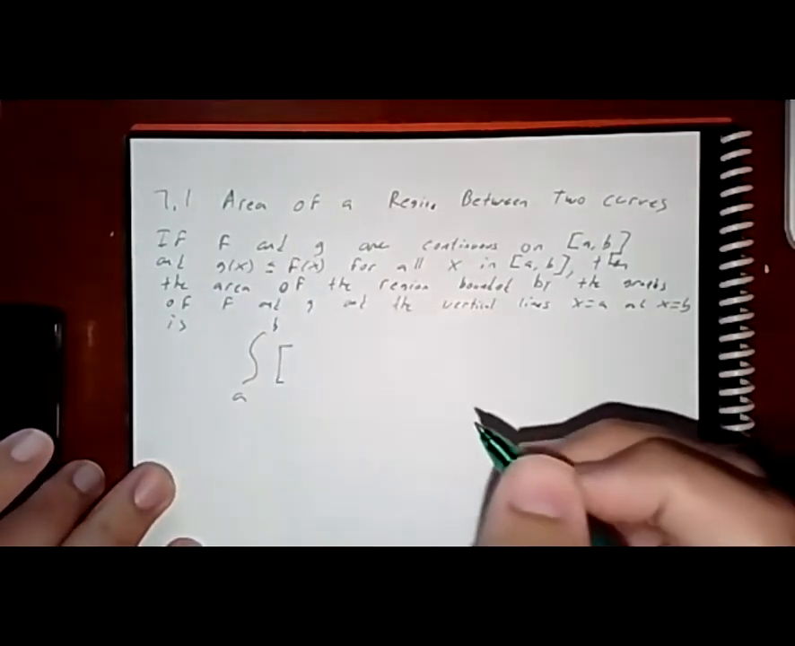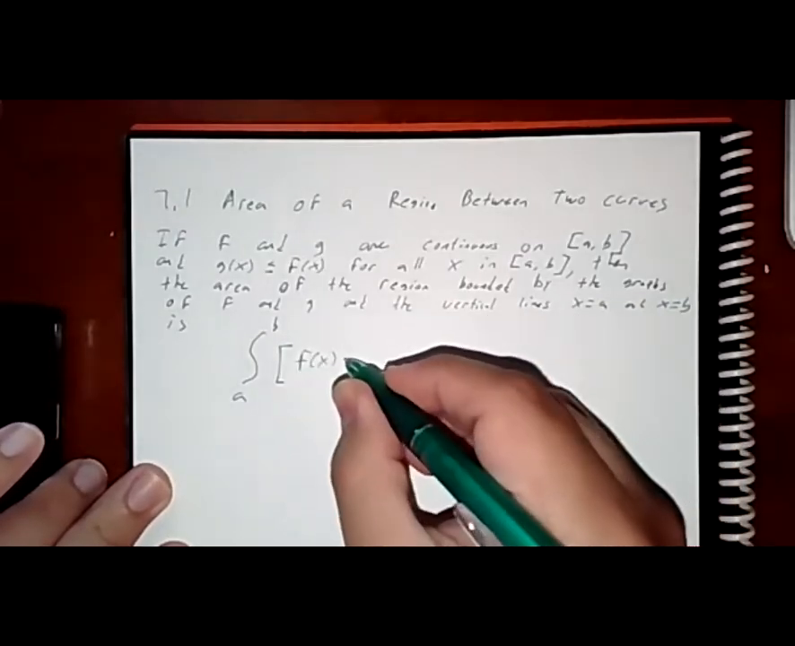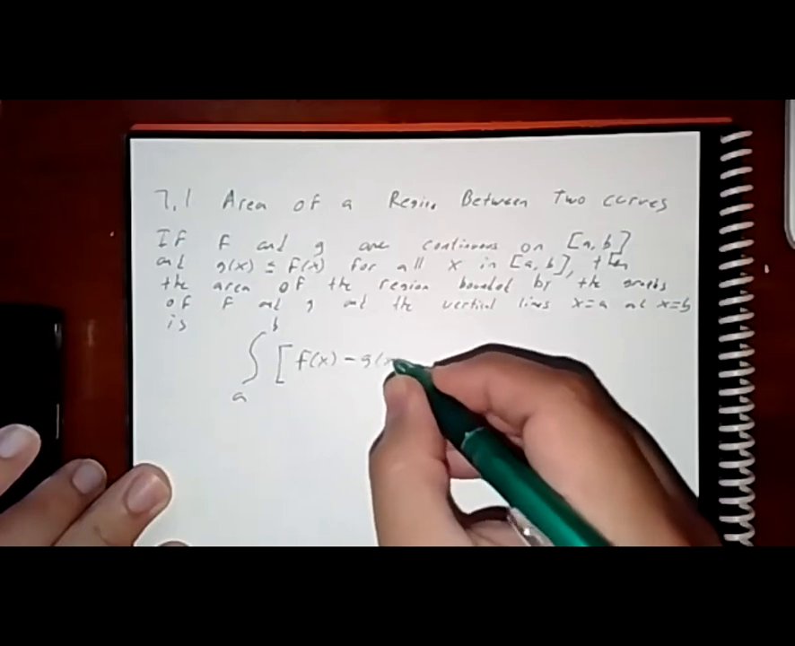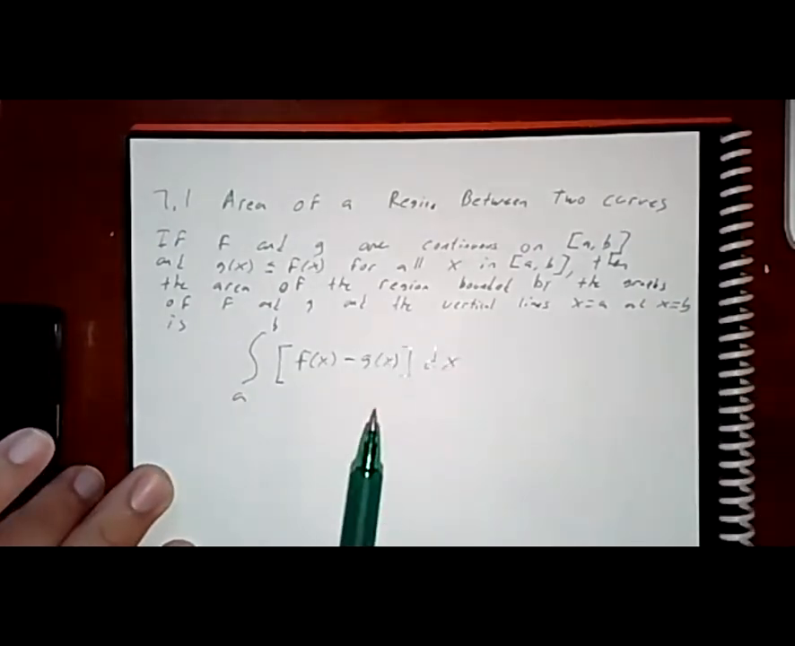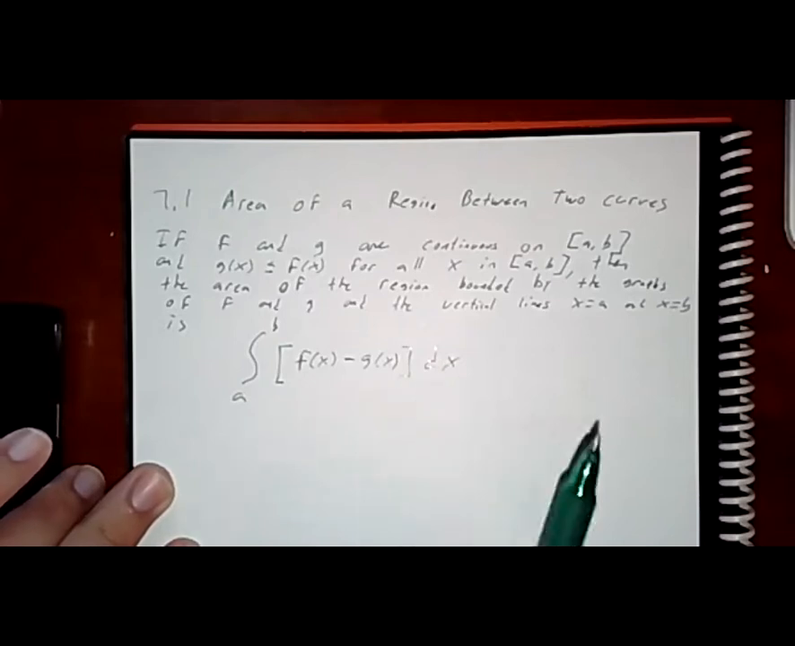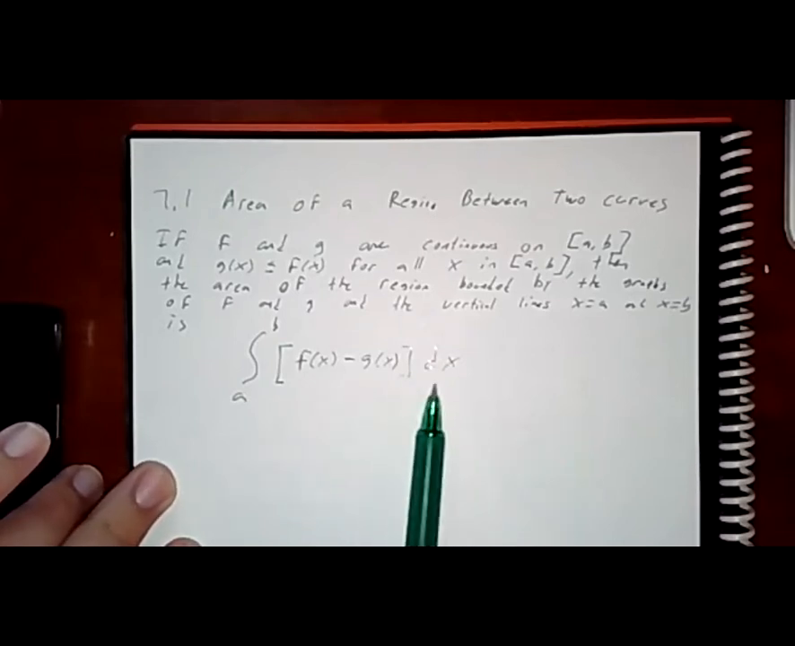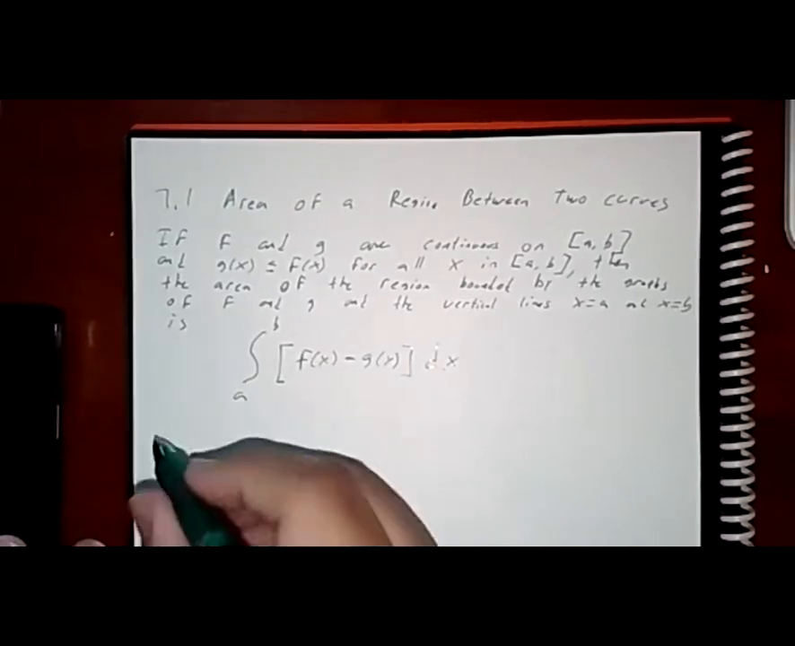So basically, if the top one is f, just to put this in plain English, this definition is telling you to integrate the top function minus the bottom function, assuming that we're in dx. If we're in dy, it's going to be the right minus the left, and we're going to go over that in just a moment.